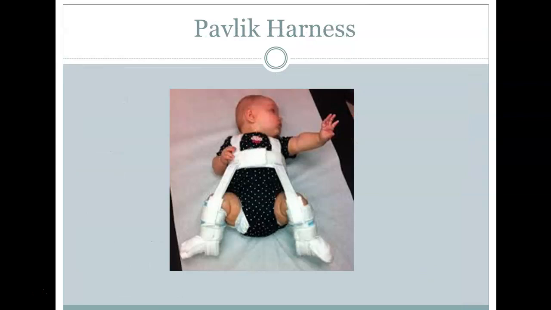This is called a Pavlik harness, which they use to keep those hips in the socket until the bones start to calcify and those hips stay in place without needing this harness.